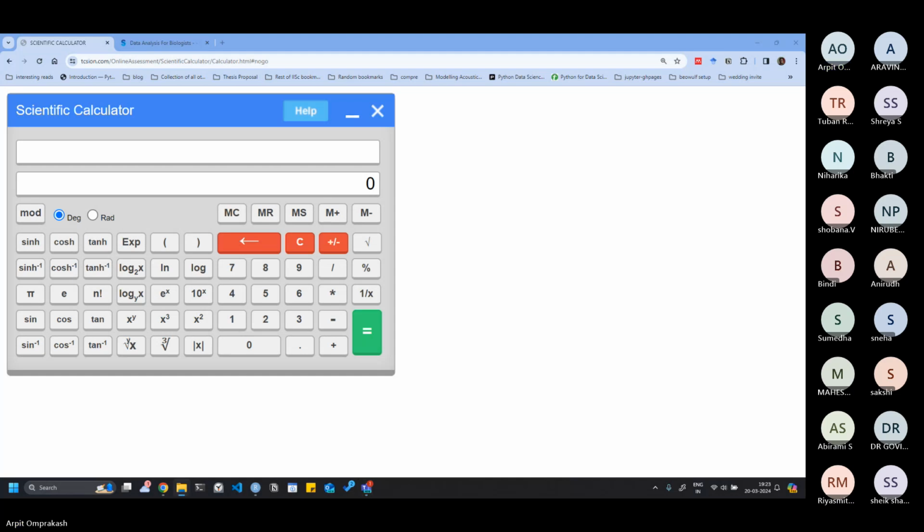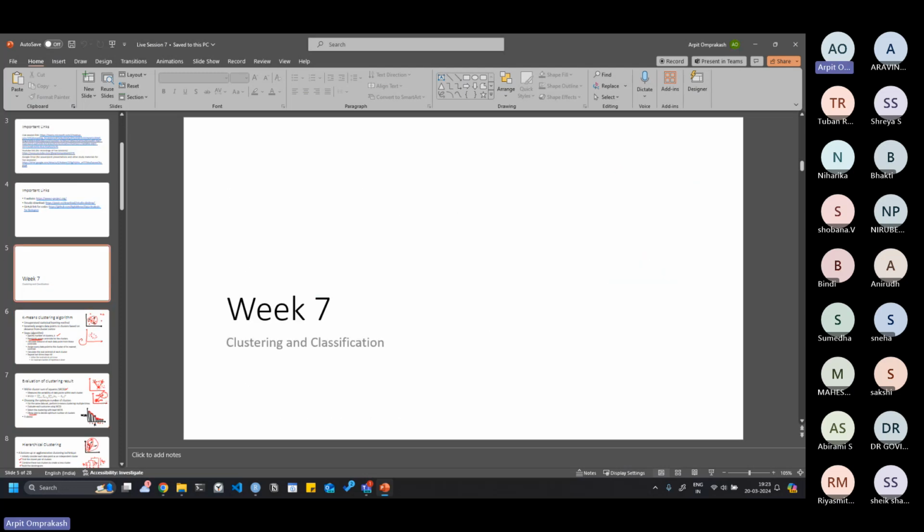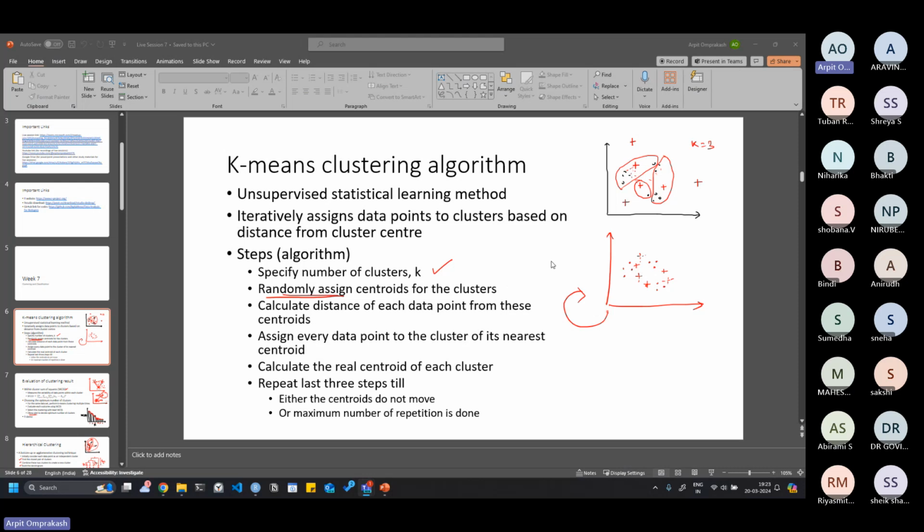Then week 7, we talked about clustering and classification. So basically, we talked about the k-means clustering algorithm and how it works. It's an unsupervised statistical learning method where we are iteratively assigning data points to clusters based on distance from the cluster center. First we specify some number of clusters. We randomly assign some centroids for the clusters. We calculate the distance of the centroids from each data point, and then each data point gets assigned to its closest cluster centroid.